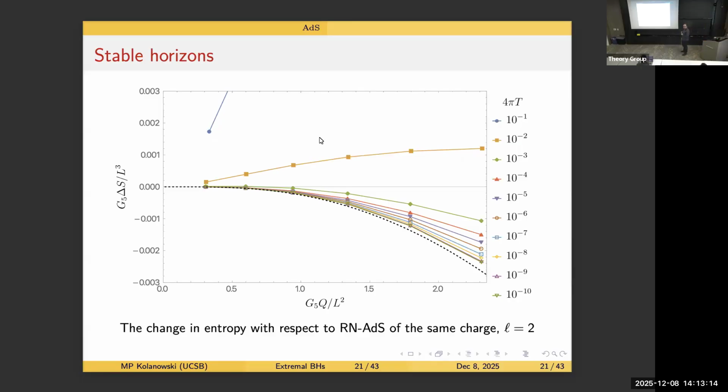Wait, where are you saying the boundary? This is lambda equals 0 case? I'm sorry? This is lambda equals 0? No, this is negative lambda. It's still negative. Yes. Okay. So, yeah, because here we are interested in understanding RG flows of the boundary theory.